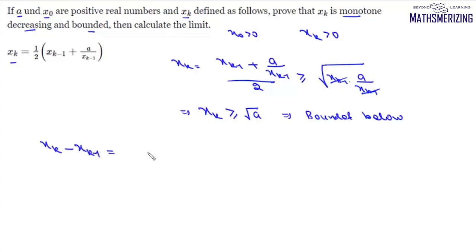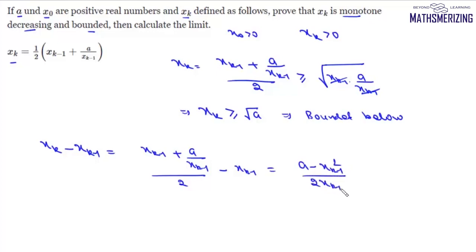Now we'll find x_k minus x_{k-1}, which will be (x_{k-1} plus a upon x_{k-1}) divided by 2 minus x_{k-1}. So we can write this as (a minus x_{k-1} whole square) upon 2x_{k-1}. Now x_{k-1} will be greater than or equal to the square root of a. So this a minus x_{k-1} square should be less than or equal to 0.